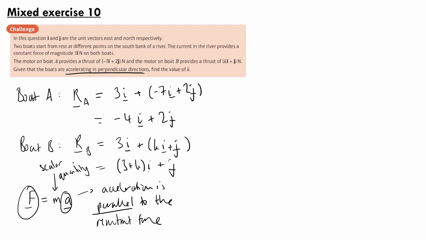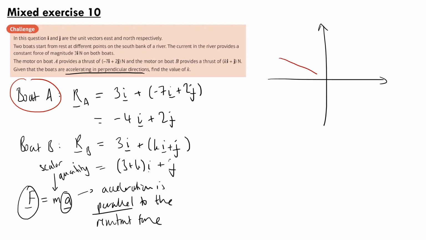So if we think about what these forces will look like on a graph, if I do boat A in red, so we have minus 4i plus 2j, so that will look something like this. So we've got this length here is 2, this length here is 4. And now if we look at boat B, it will be perpendicular to the red vector, and it will have height 1 and length here 3 plus k. Okay, we know that these two vectors are perpendicular, so we can draw in a right angle sign here.